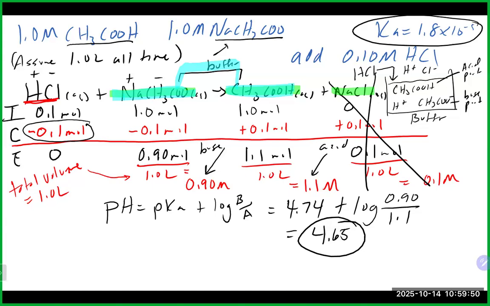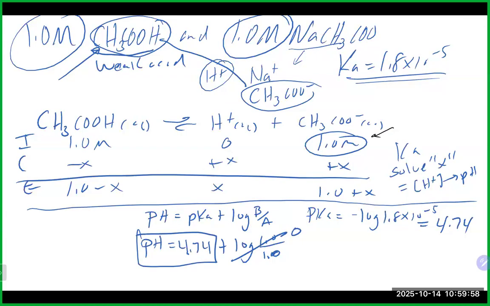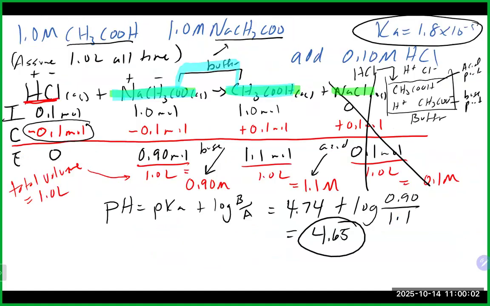First off, any questions on that there? Now, did our buffer work? Well, we originally started with a pH of 4.74, right, before we added anything. When we added acid, it went from 4.74 to 4.65. That is not a big giant jump in pH, right? It didn't drop dramatically. But what it did do is move in the correct direction. It went down because we added acid, right?